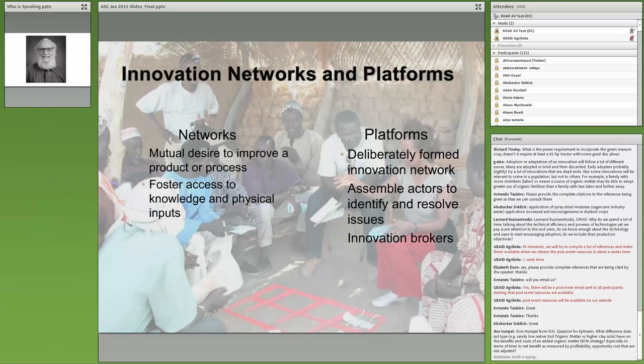Innovation networks may form organically or be deliberately constructed. Innovation platforms are deliberately formed innovation networks. Innovation platforms create an environment that fosters the process of innovation by assembling a variety of stakeholders to identify and resolve systematically interdependent issues in a production network. Essential to innovation platforms is the role of the innovation broker.